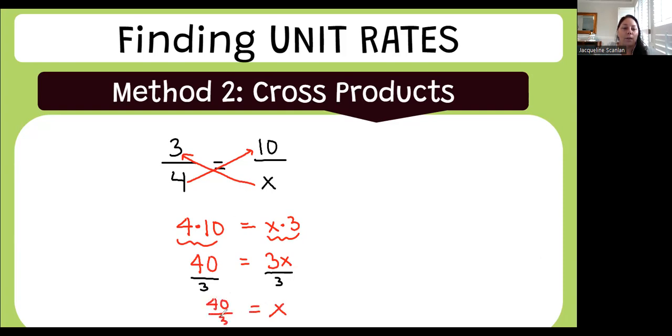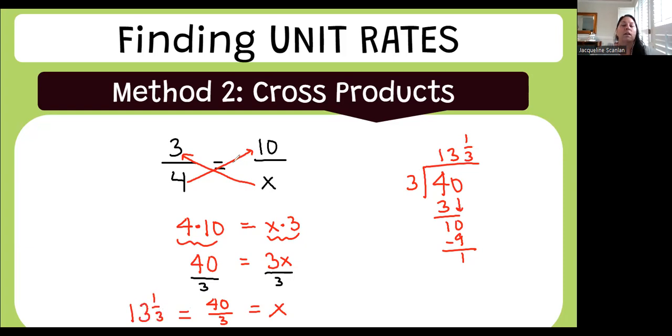Now that cannot be simplified, but I could, if I wanted to, write it as a mixed number. I could do 40 divided by 3. 3 goes into 10 3 times with 1 left over. So I could write this also as 13 1/3. Let's make sense of that real quick. What that means in this original fraction is that if I took 3 compared to 4 and I blew it up, and I wanted to say that that's the exact same, that's what an equal sign means, that it's the exact same as 10 compared to some number, I would be comparing 10 to 13 1/3.